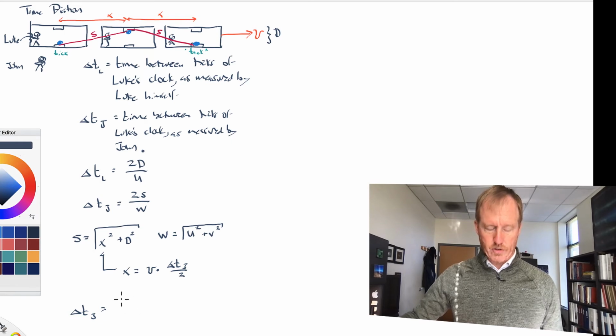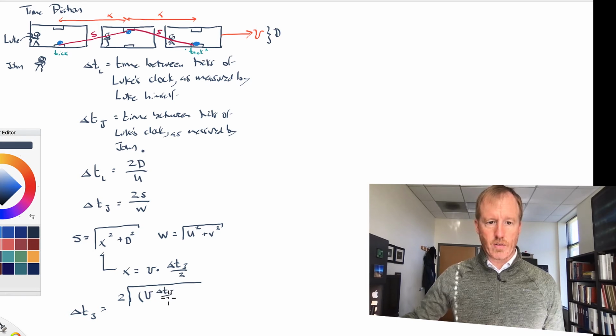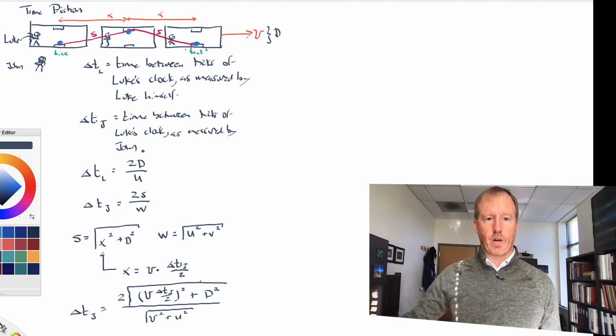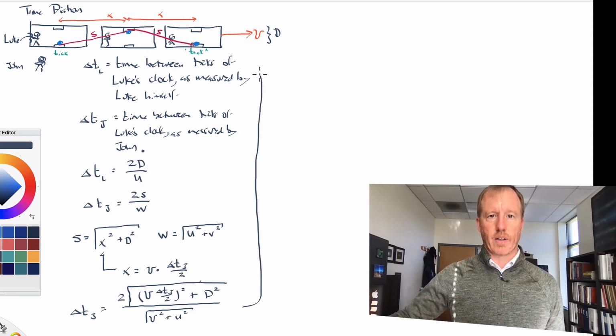What is 2s? It's 2 times, make a big square root here because there's going to be a lot underneath it, 2 times v delta t_j over 2 squared, that's x squared, plus d squared, and divide that by v squared plus u squared, square root. So I've plugged in these various quantities for s and for w. Okay, let's go up here.